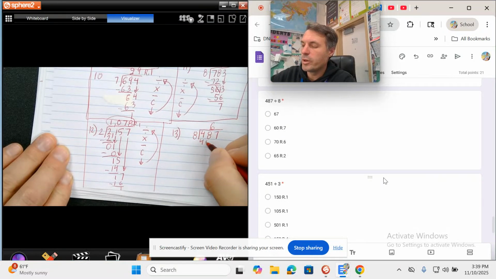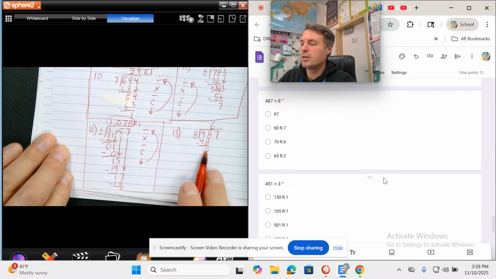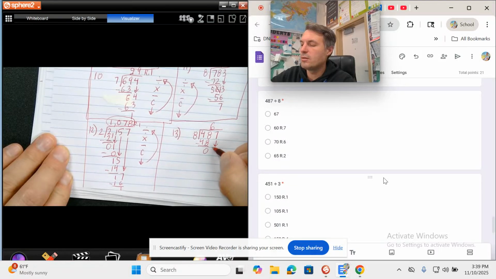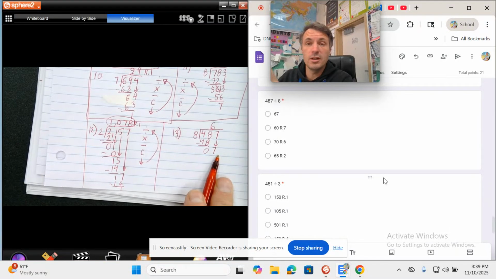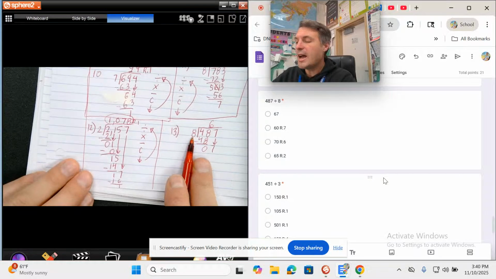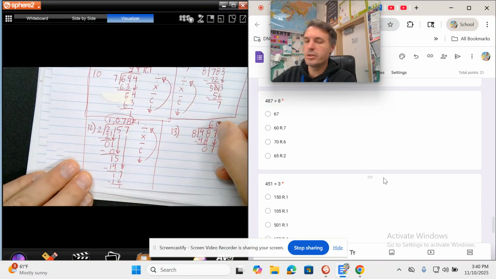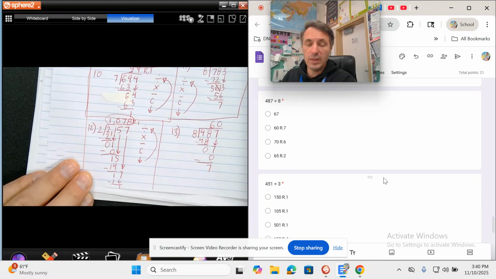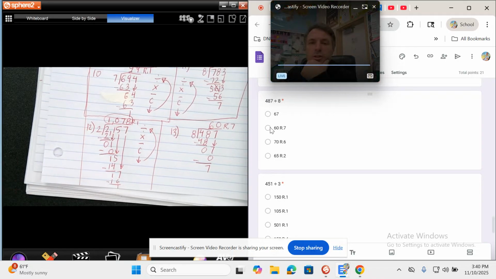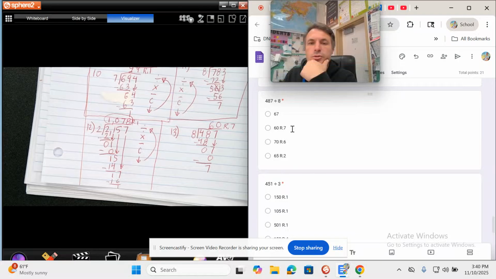6 times 8 is 48. 48 minus 48 is 0. Is 0 smaller than 8? Yeah. Bring down the 7. Can 8 fit into 7? No. But remember, this is the lesson zeros in division. Yeah, 8 can fit into 7 0 times. 0 times 8 is 0. 7 minus 0 is 7. Is 7 smaller than 8? Yes. And there's nothing left in the dividend that we can bring down, so we write remainder 7. So the answer is 60, remainder 7. That's this answer choice right here.